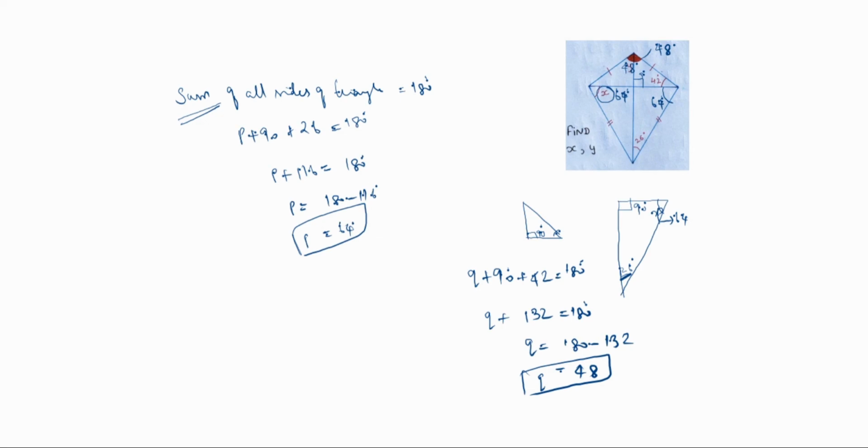This is 42. Both are the same. This value and this value are the same. This value and this value are the same. So 48 plus 48. They asked for this whole thing. So you add 48 plus 48. y is equal to 96 degree.